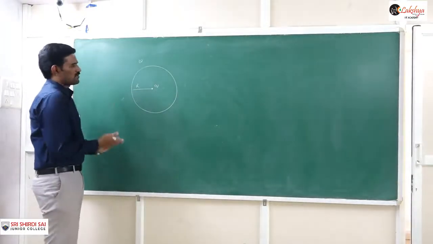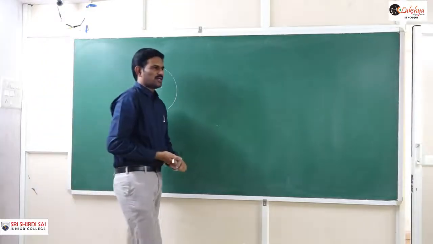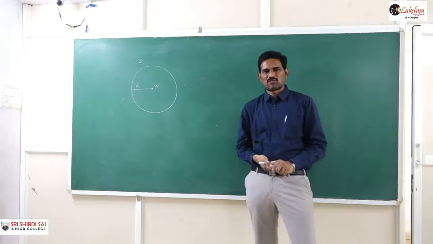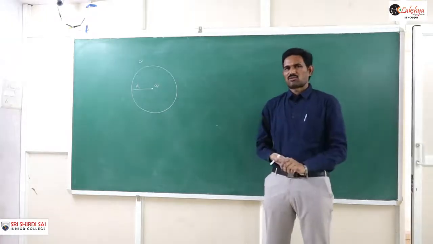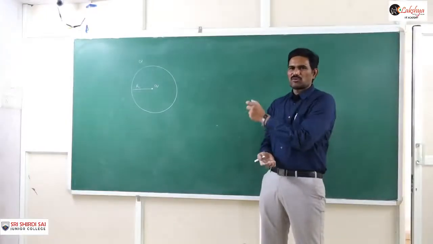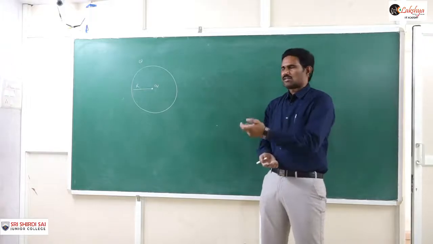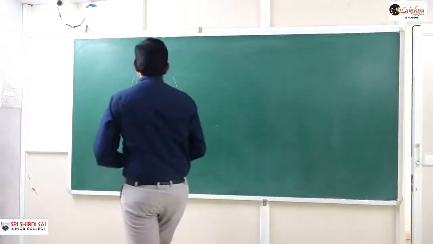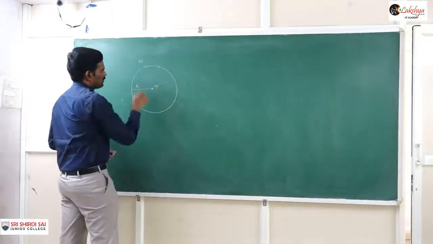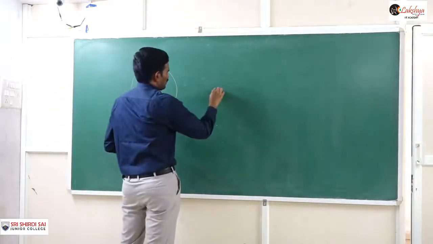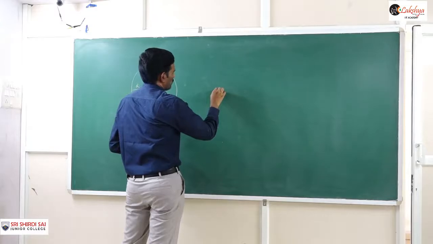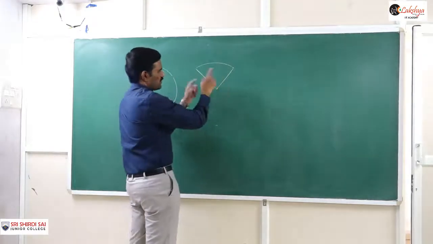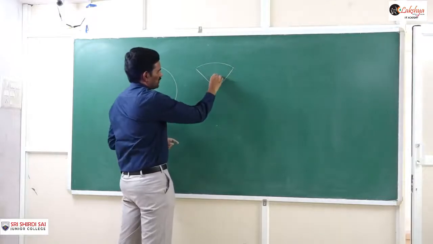This type of problem we solved in the elasticity topic, a similar problem, and we also solved it in the surface tension topic. So we just take a small element of the ring and then find the force between that element and this charge. So now I am taking this small element of the ring, a very small element. I am drawing it here, just to identify it.